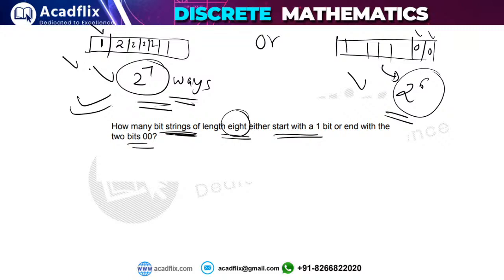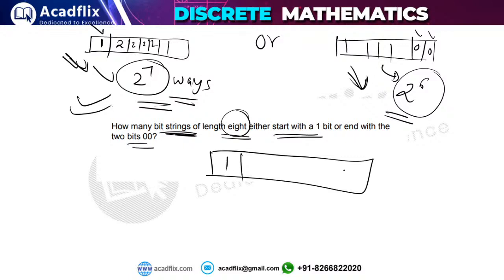What are those strings? Those strings are starting with 1 and ending with 0 0. These type of strings are common. So these strings you have counted here also, you have counted here also. These strings you have counted 2 times. You have counted here and you have counted here. Okay. So what we need to do? We need to subtract these strings because you have counted them 2 times. So we need to subtract them once.